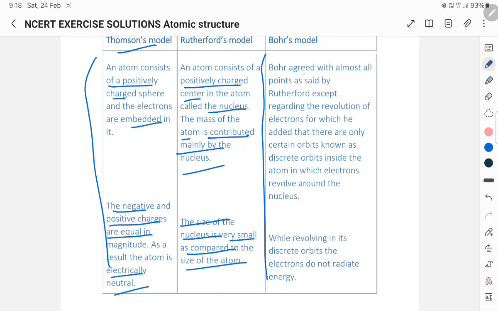Now Bohr's model. Bohr agreed with almost all the points as said by Rutherford except regarding the revolution of electrons, for which he added that there are only certain orbits, known as discrete orbits, inside the atom in which electrons revolve around the nucleus, right? While revolving in its discrete orbits, the electrons do not radiate energy.